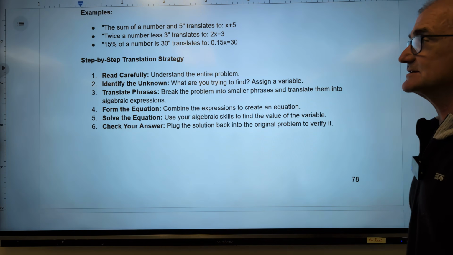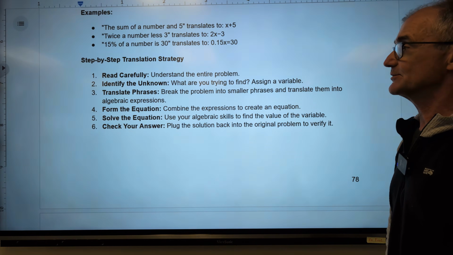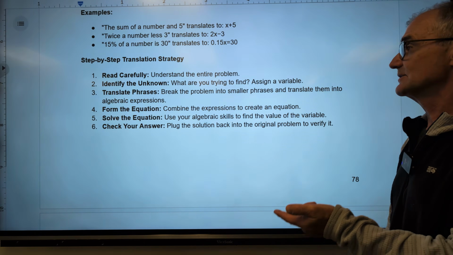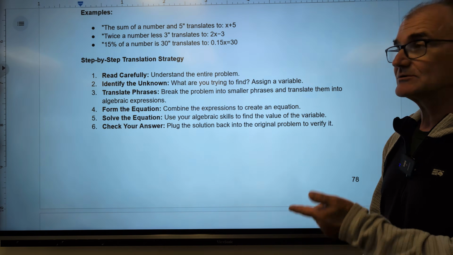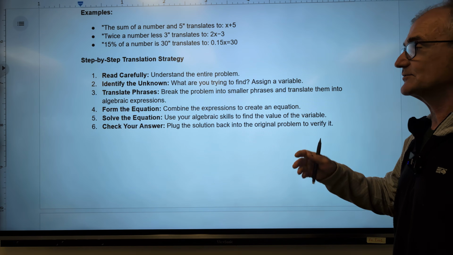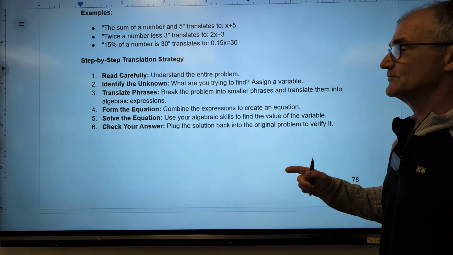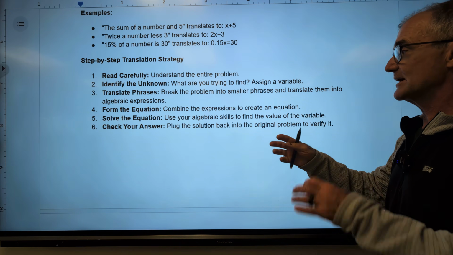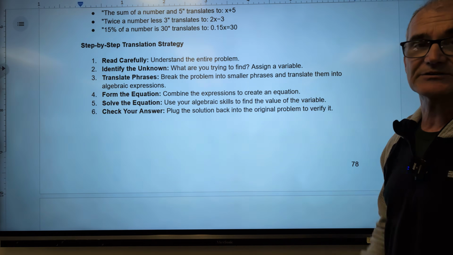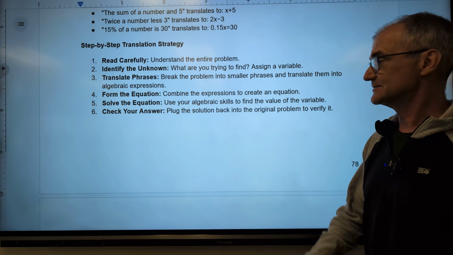Here are some strategies. Really read carefully. Circle words that are key to the problem. Identify what it is that is not known, and that's going to be your variable, your x. Translate the phrase: break the problem into smaller phrases and translate them into algebraic expressions. Form the equation, combining expressions to make the equation. Solve the equation, and then always check your answer on a standardized test. If there's time, you want to check your answer.